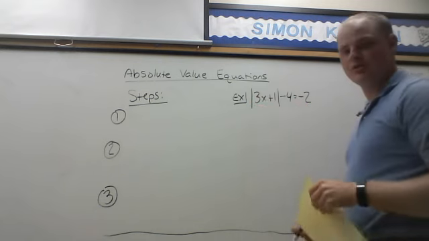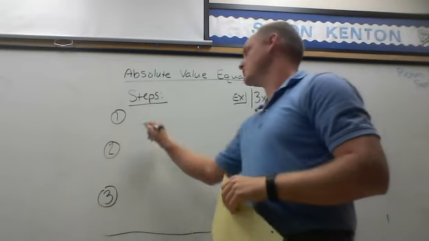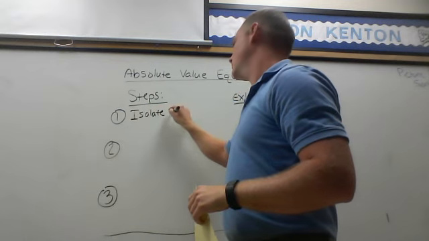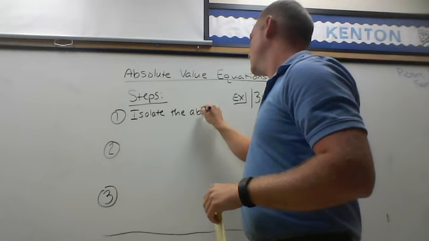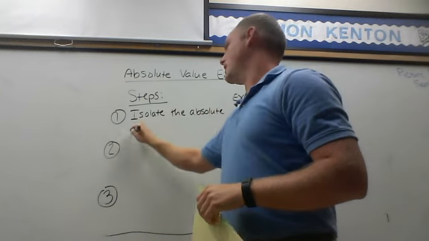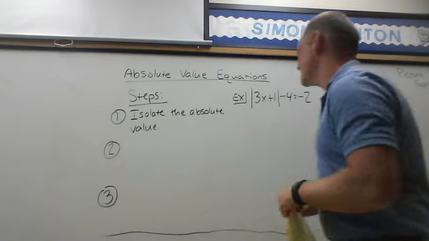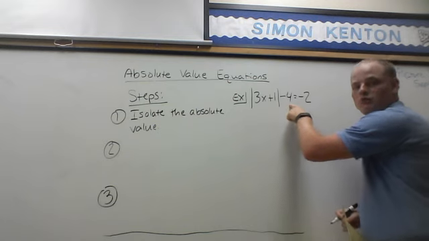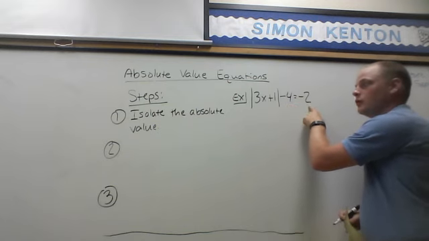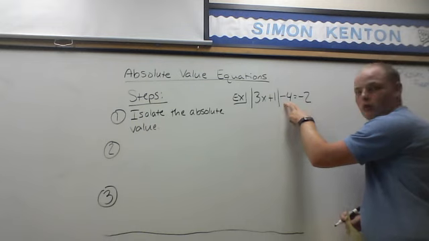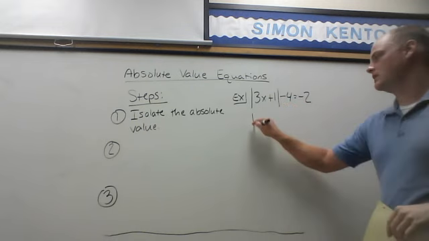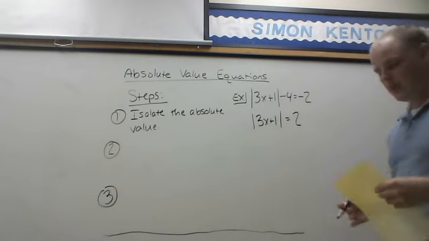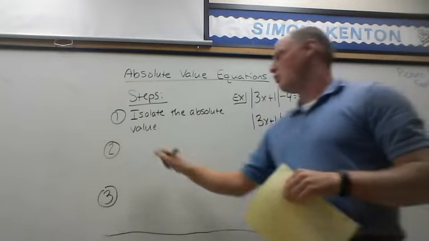Okay, there's three main steps to solving an absolute value equation. The first step is to isolate the absolute value. What that means is anything that is outside of the absolute value, so in this example it would be the 4, you have to move that over to the other side first before you can do anything else. So the way that we're going to move the 4 is to add it. So you get the absolute value of 3x plus 1 equals 2.